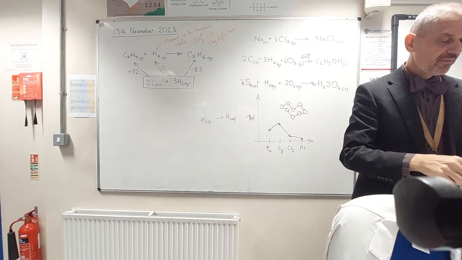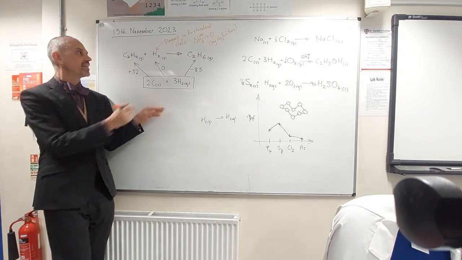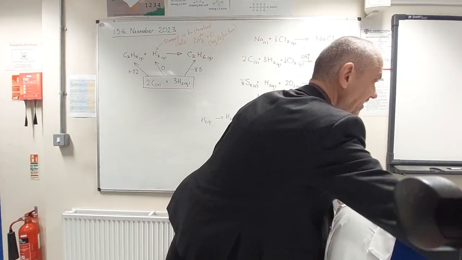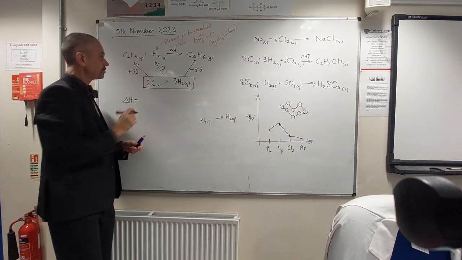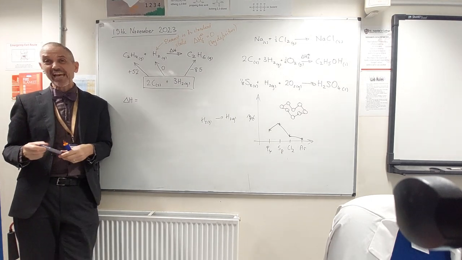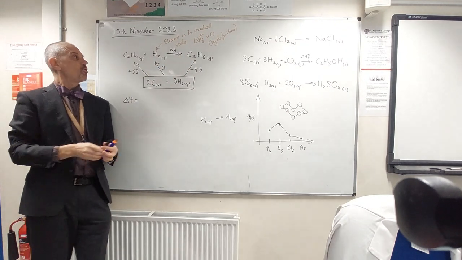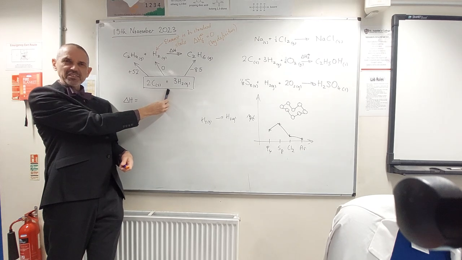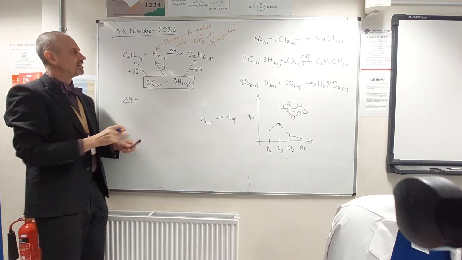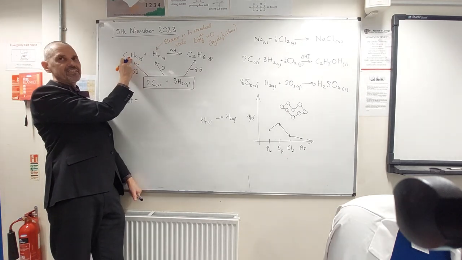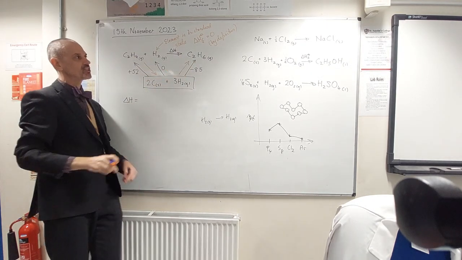Okay, so Hess's law states that enthalpy change is independent of the route taken. So if I want to work out this delta H up here, it's going to be the same whichever route I take. So whether I go straight from ethene and hydrogen to make ethane, or if I go somehow to the elements first and then back to make ethane. So just notice the direction that we're going: we start with ethene and hydrogen, I'm going in this direction to make the elements, and then I'm going in that direction to make the products.